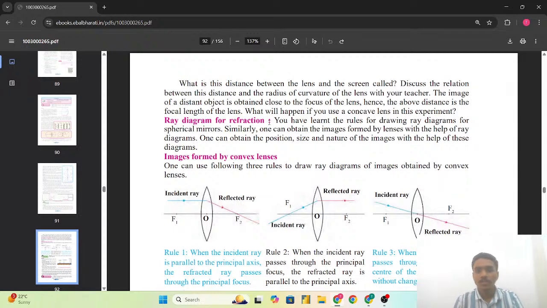So, ray diagrams for refraction. We saw the ray diagrams for reflection in class 9th. This year in class 10th, the ray diagrams for refraction are there. You have learned the rules for drawing ray diagrams for spherical mirrors. Similarly, one can obtain the images formed by lenses with the help of ray diagrams. One can obtain the position, size, and nature of the images with the help of these diagrams. So what are ray diagrams? Basically, we change the position of the lens and obtain images by placing the lens at different points.